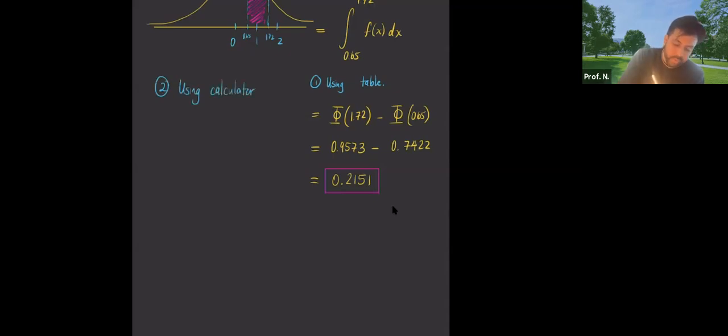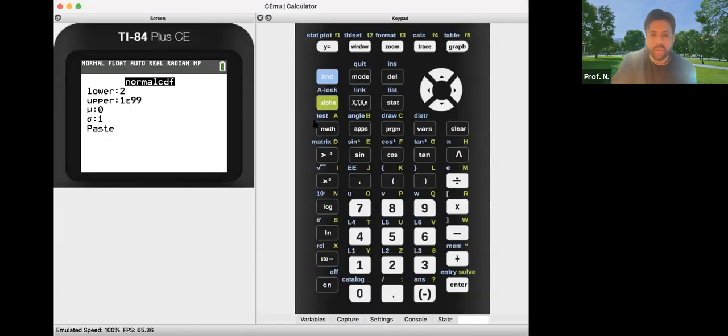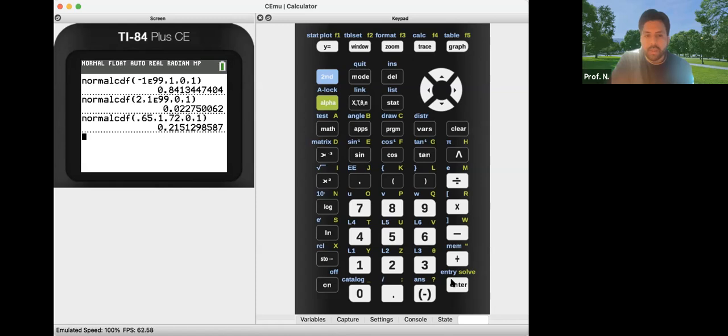And I hope you start to see how useful the calculator is in this regard with finding the area. So now what would be my lower bound for this problem? It will be the smaller number, right? It will be 0.65. My upper bound would be 1.72. And I'll keep the mean value being 0 and the standard deviation being 1. So when I paste this, I get pretty close to the actual number we found, right?